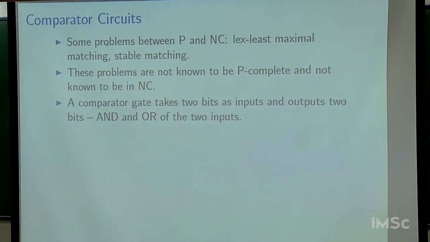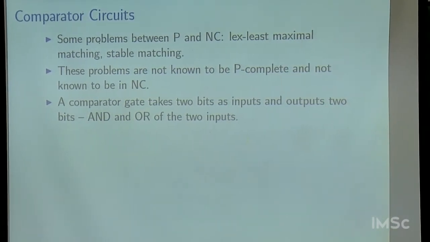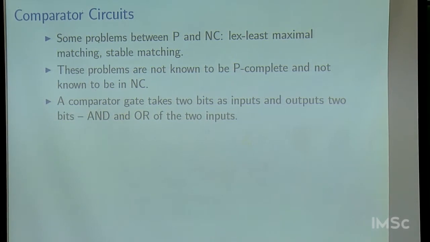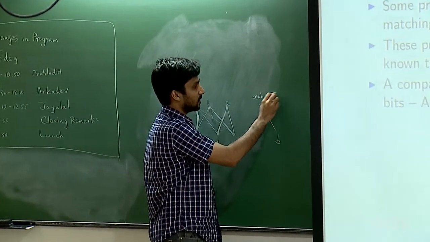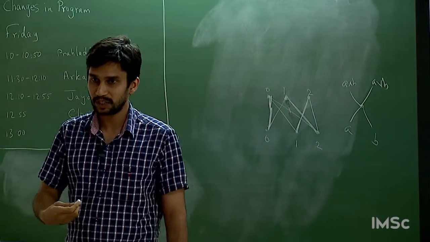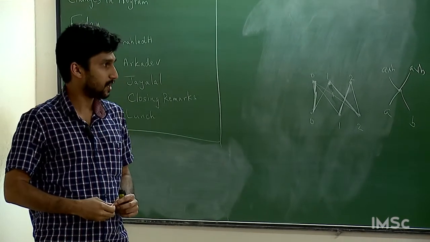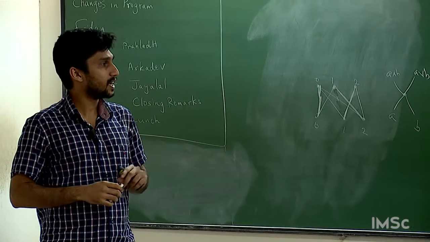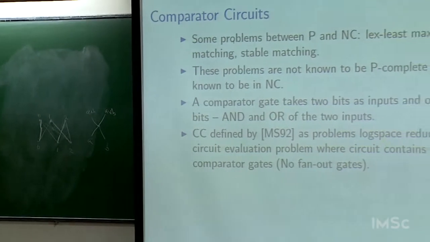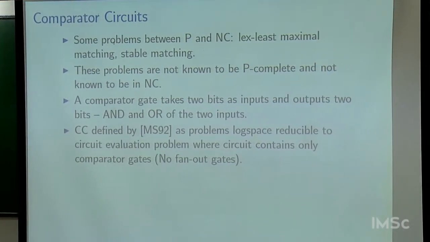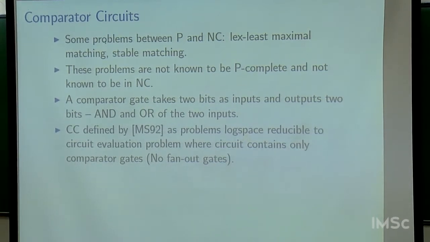So I'll define what comparator circuits are. A comparator gate takes two inputs A and B and outputs A and B, and A or B. So it has two inputs and two outputs. And the class CC was defined by Meyer and Subramanian in 1992 as problems log space reducible to the comparator circuit evaluation problem. So the output of the reduction is a comparator circuit which only has comparator gates.